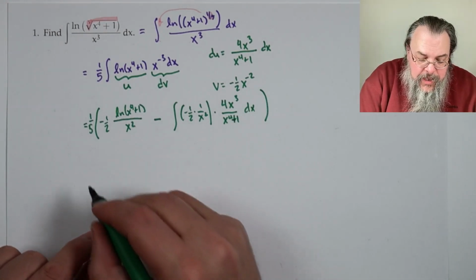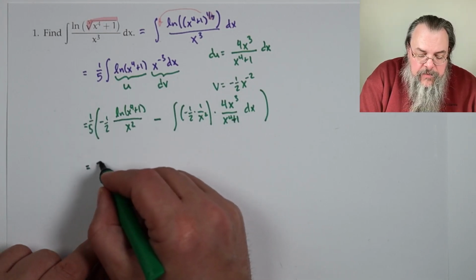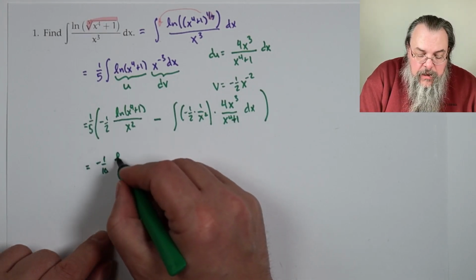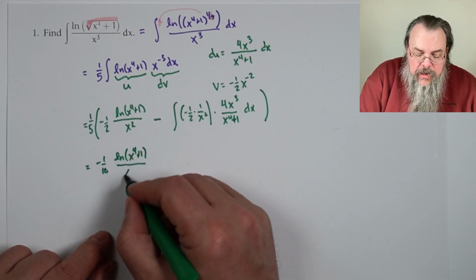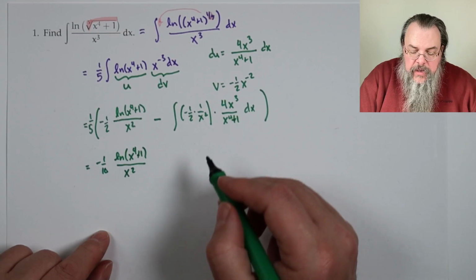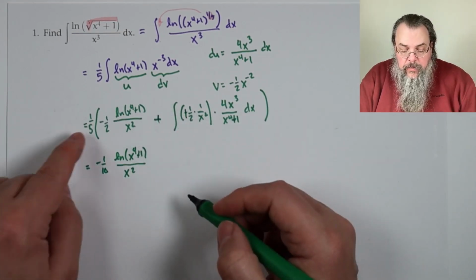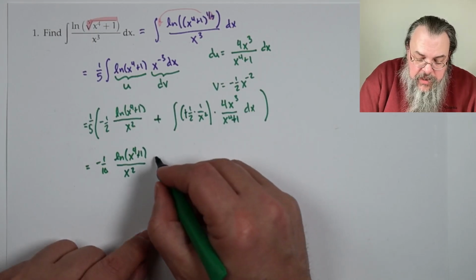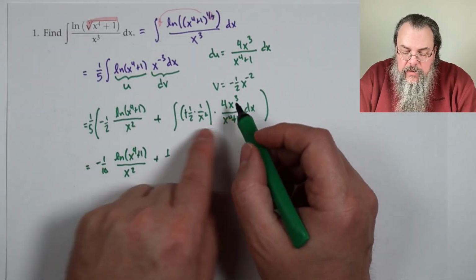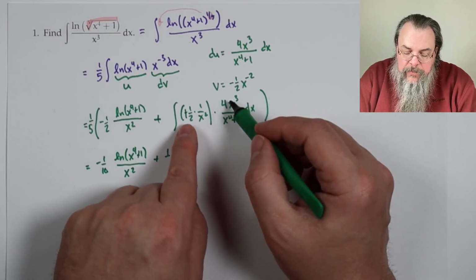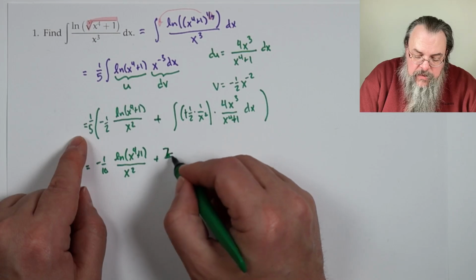Okay, so let's clean this up. What do we have? Well, we have 1/5 times minus 1/2. That's minus 1/10 log of x to the fourth plus 1, over x squared. Good. Now, minus minus makes a plus. 1/5 times 1/2 would make it 1/10. Well, we actually have this 4, so let's be a little bit more careful. 4 divided by 2 is 2, and then times a fifth, so we'll make that 2/5.